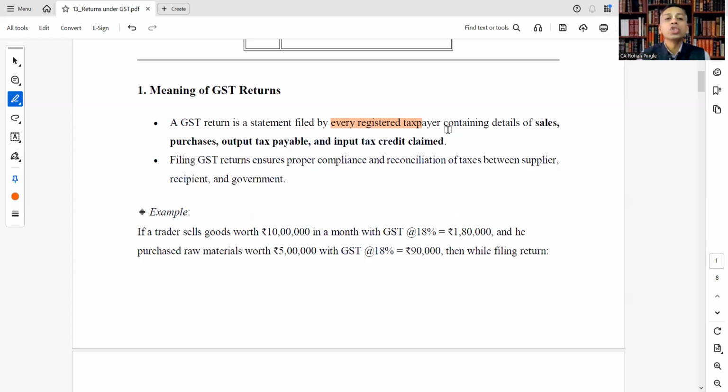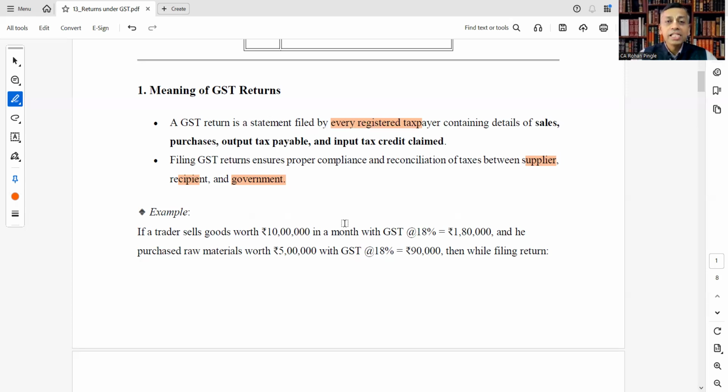Filing GST returns ensures proper compliance and reconciliation of taxes between the supplier, recipient, and government. These are the parties involved: supplier, recipient, and government.